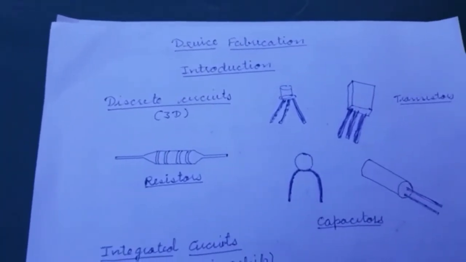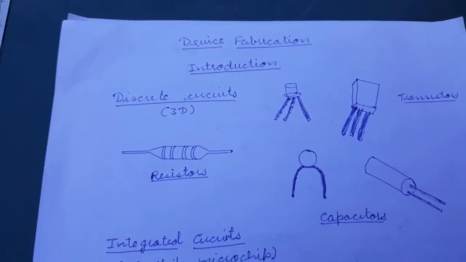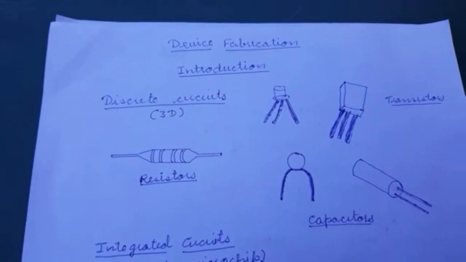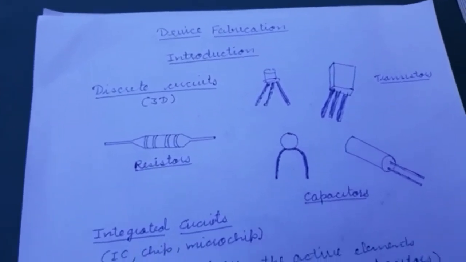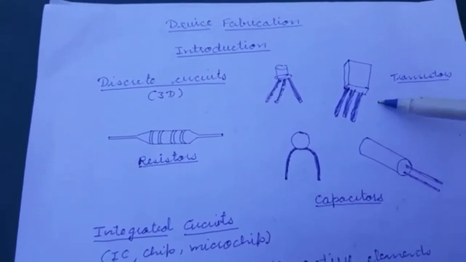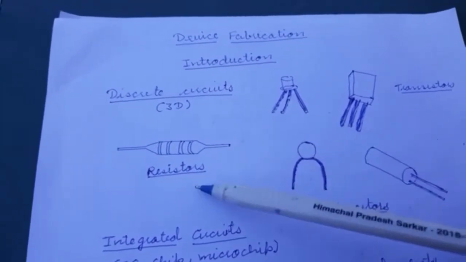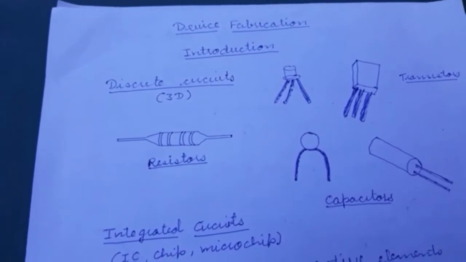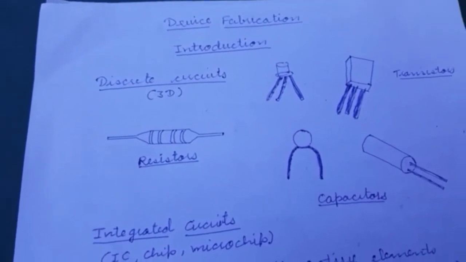Today we are going to study about device fabrication. So first of all, we all know what discrete circuits are. You might have seen these transistors, capacitors, and resistors, and in order to make a discrete circuit, they are all arranged on a breadboard, and discrete circuits are made in 3 dimensions.